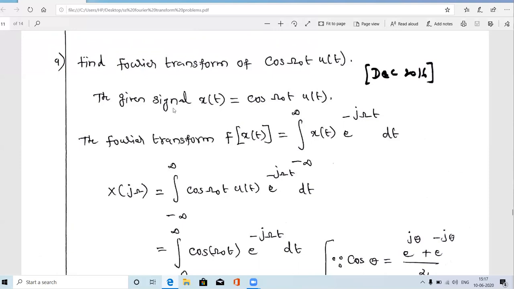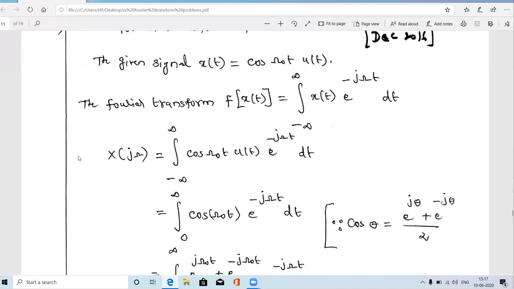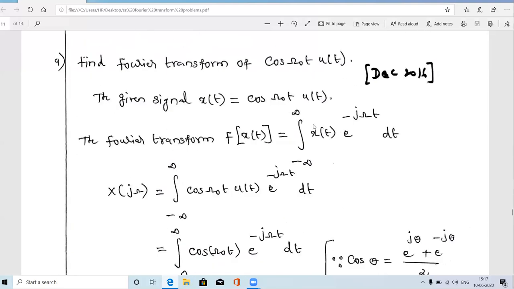Okay, so you see, what is the given signal? x of t equal to cos omega naught t into u of t. So you have to write down the Fourier transform formula. What is the Fourier transform formula? Fourier transform of x of t equal to integration x of t e power minus j omega t dt. Okay, then from this we have to substitute the x of t value.